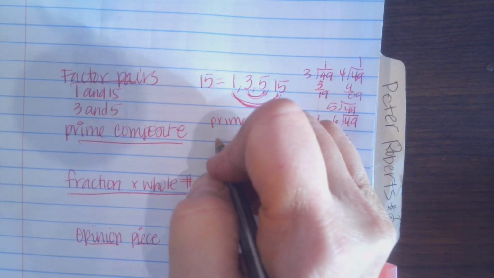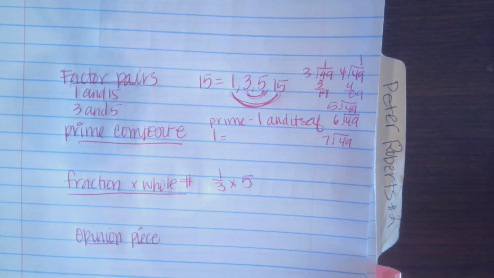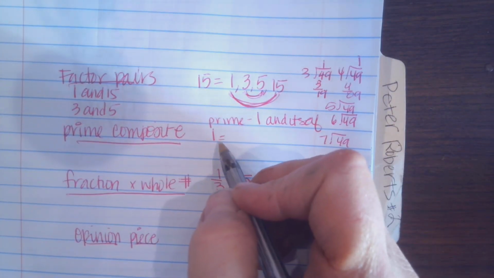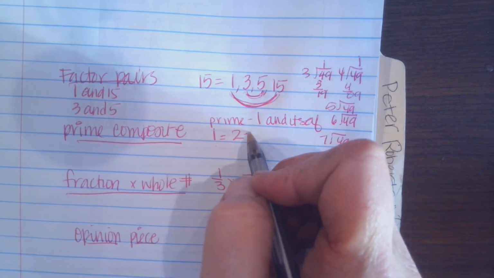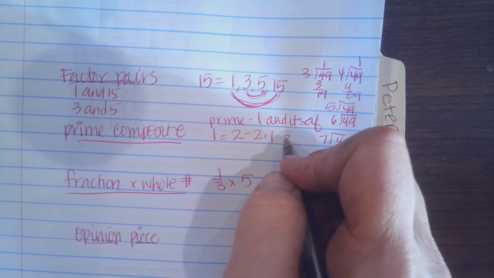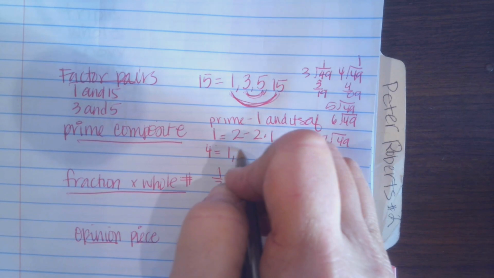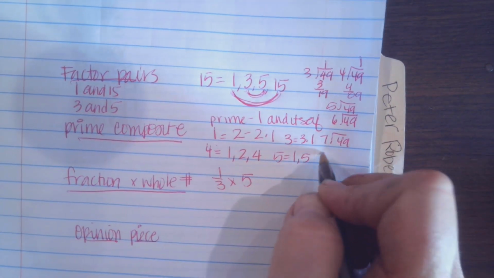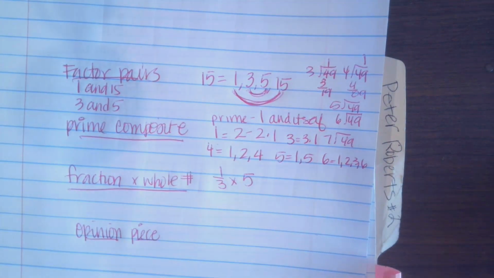So, a prime number is, what are the factors of 1? 1 times 1. That is not a prime number because it only has one factor. 2 has 1 and itself, 2 and 1. 3 has 3 and 1. 4 has 1, 2, and 4. 5 has 1 and 5. 6 has 1, 2, 3, 6. So you're going to do that whole process for what they give to you.